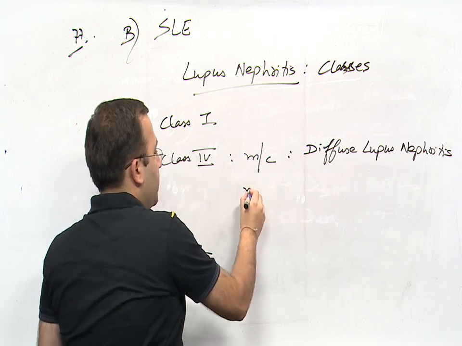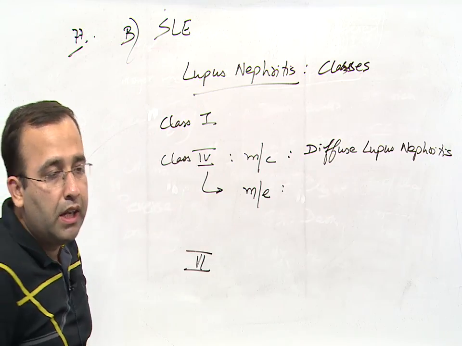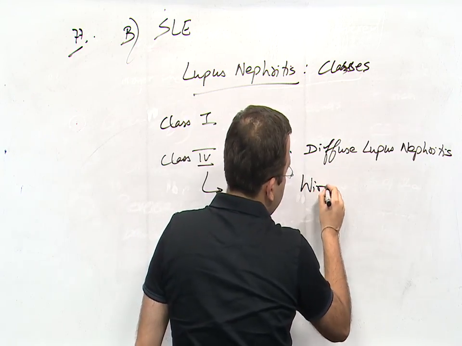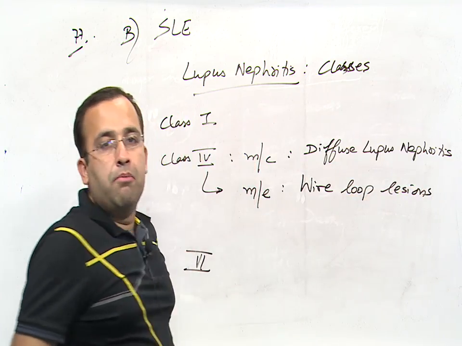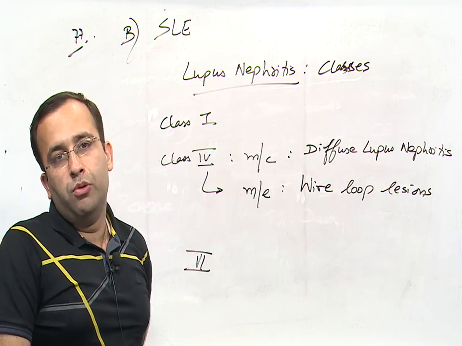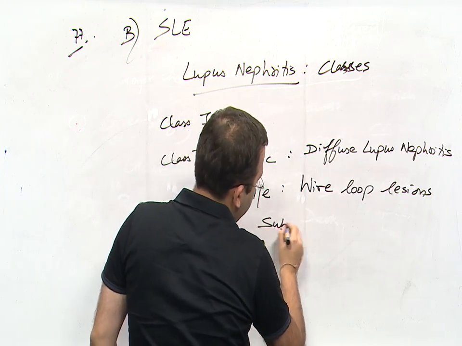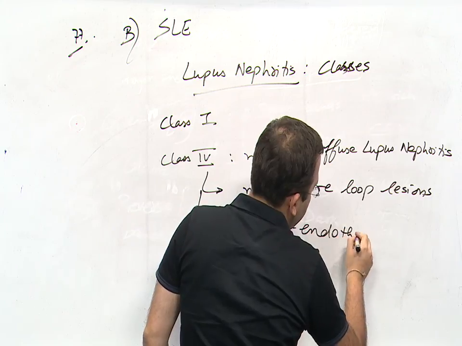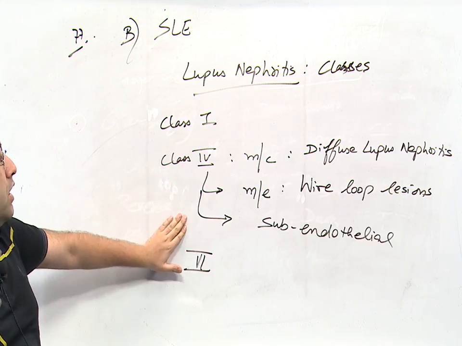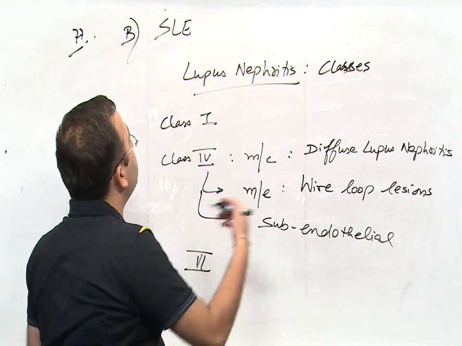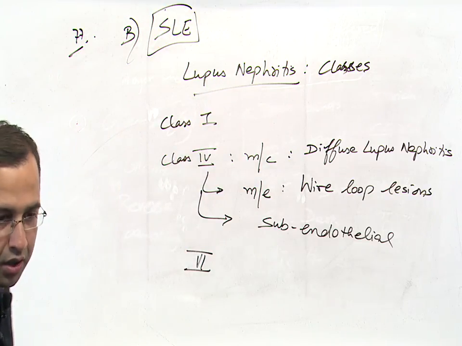Next point, we are writing the points for class 4 only. Microscopically, class 4 shows the presence of wire loop lesions. Next point, site of deposit. It has a subendothelial site of deposit. So the question was wire loop lesions seen in lupus nephritis. Next.